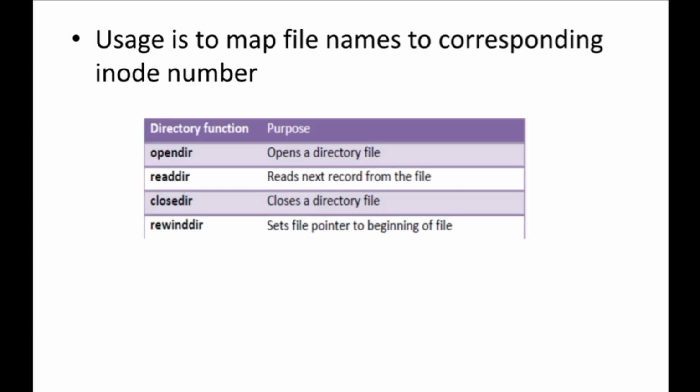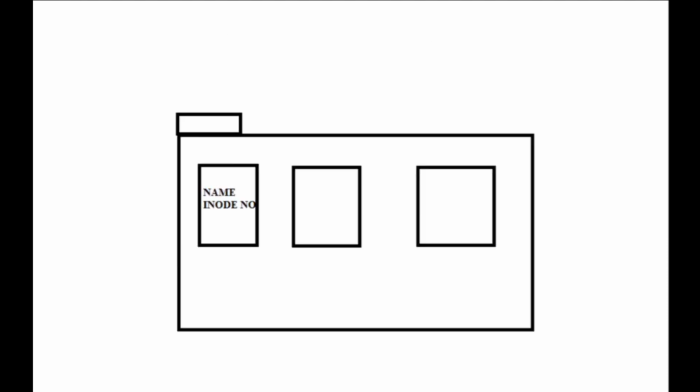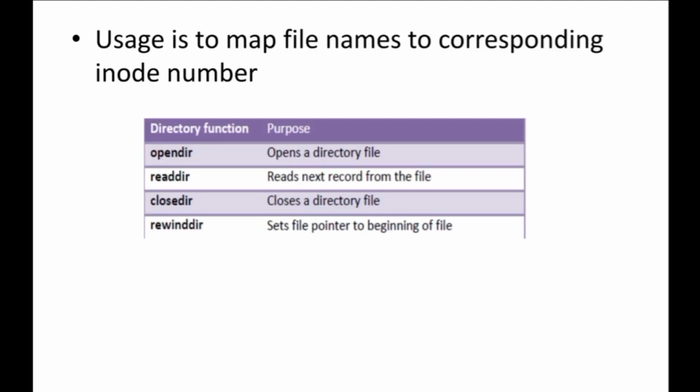Next, these are the commands you can use to access the contents of your directory. And one more important thing, what is the usage? The usage is to map file names to the corresponding inode number. This directory file is going to map the corresponding inode number to your file names. If you know the file name, you can easily find the inode number, then you can find the contents that are present in the inode table.